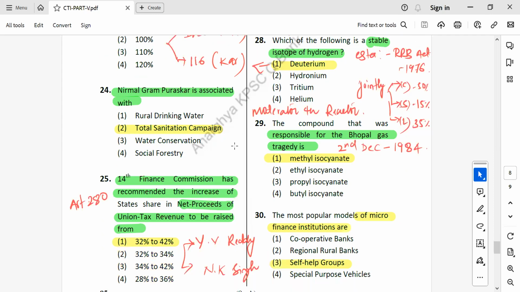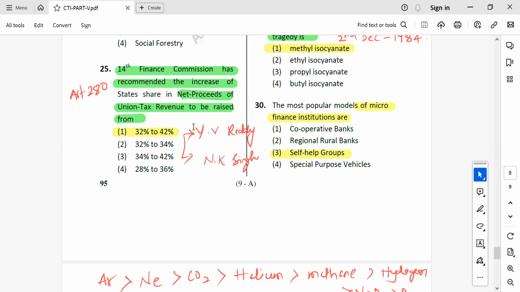Then they asked about the central scheme Nirmal Gram Puraskar. If you understand Nirmal Gram Puraskar, you can easily work out what is needed in rural areas, and Nirmal relates to the total sanitation campaign. So kindly, one of you students, make notes on Swachh Bharat Abhiyan. They may ask when it was launched. There is a lot of content related to Swachh Bharat Abhiyan. It's very important.